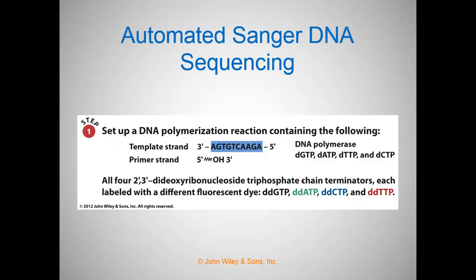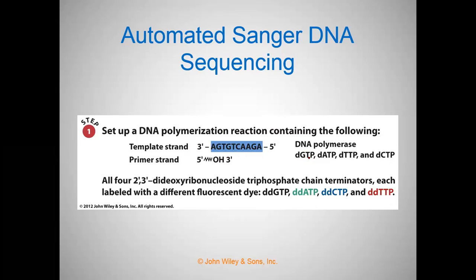For sequencing, we use the template DNA strands. For example, a fragment of 10 nucleotides that we need to sequence. We use the DNA polymerase, we use the primer strands having the 3' free hydroxyl end, and then we use the ddNTPs.